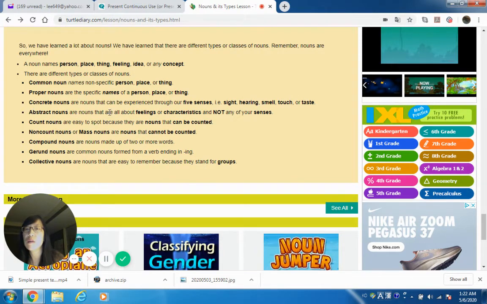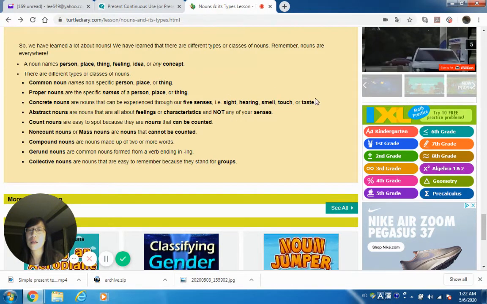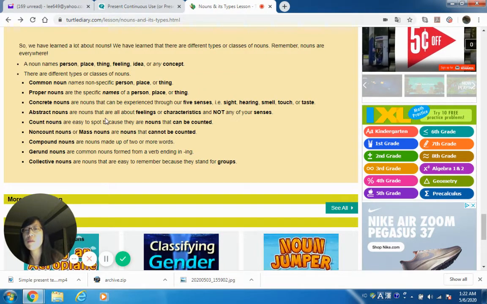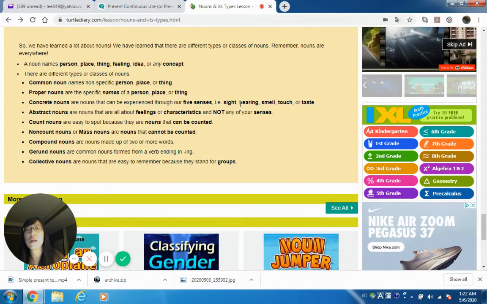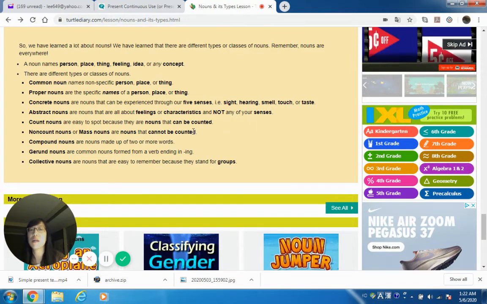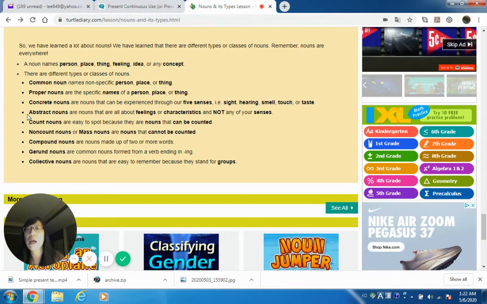Concrete nouns are nouns that can be experienced through our 5 senses: sight, meaning seeing, hearing, smell, touch, and taste. Abstract nouns are nouns that are all about feelings or characteristics and not any of your senses. You cannot really smell it, touch it, or taste it, but it exists as an abstract. That's the meaning of abstract.